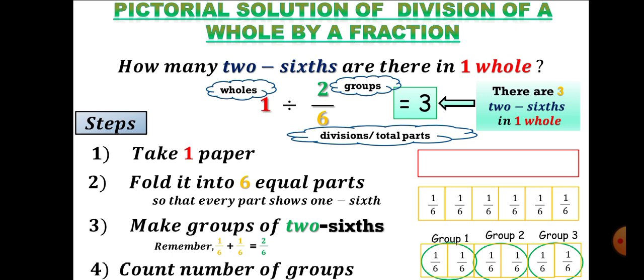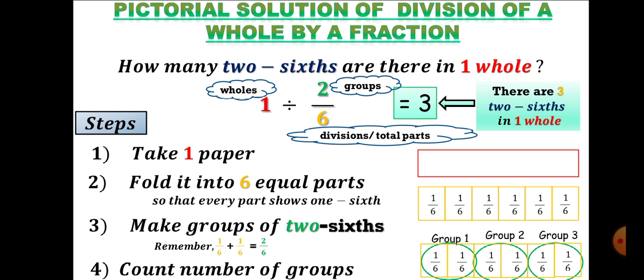Take 6 equal parts. Then make groups of 2, so in one group, a total of 2 parts are considered. Remember that 1/6 plus 1/6 equals 2/6, which means a half.